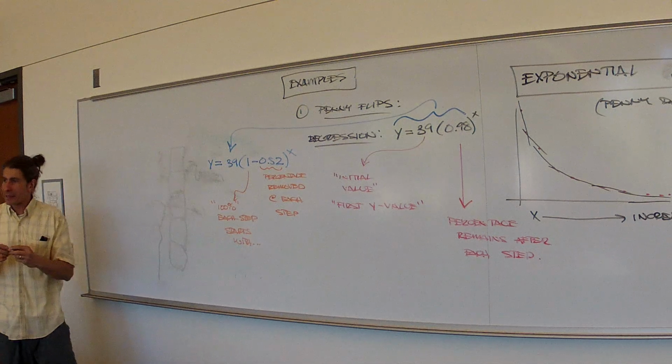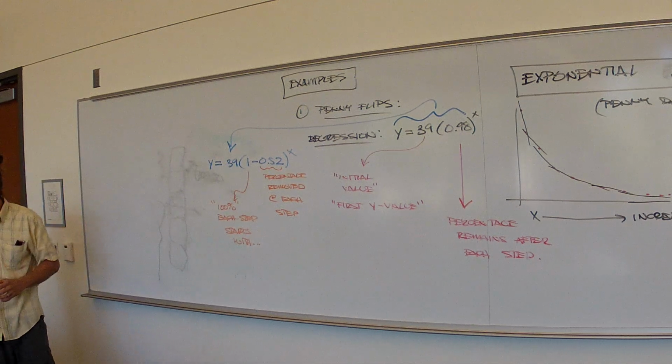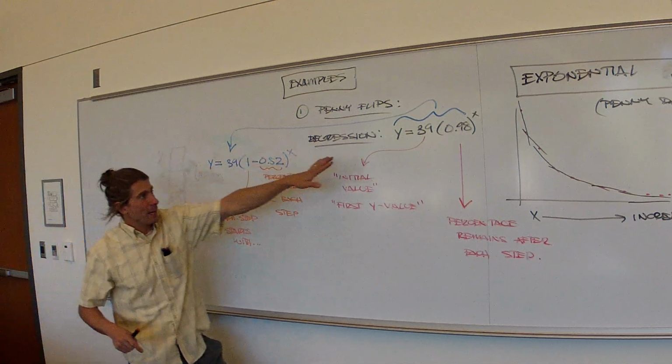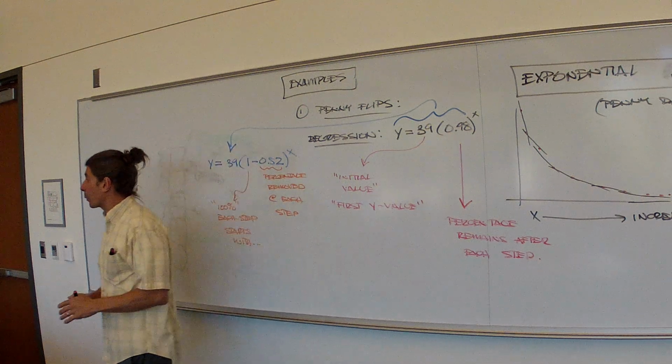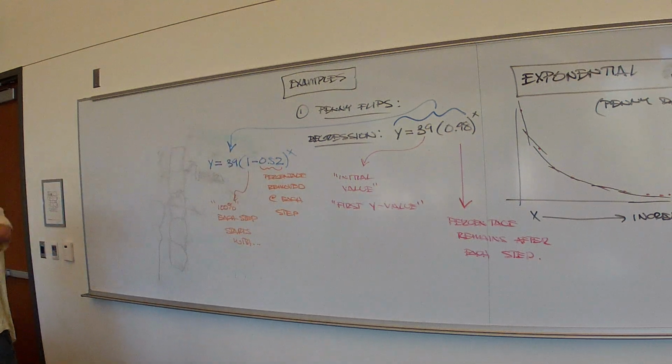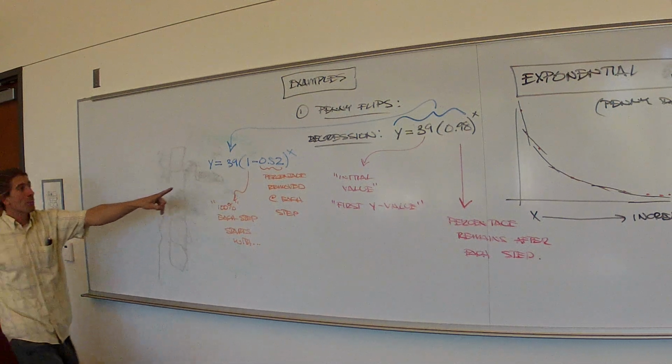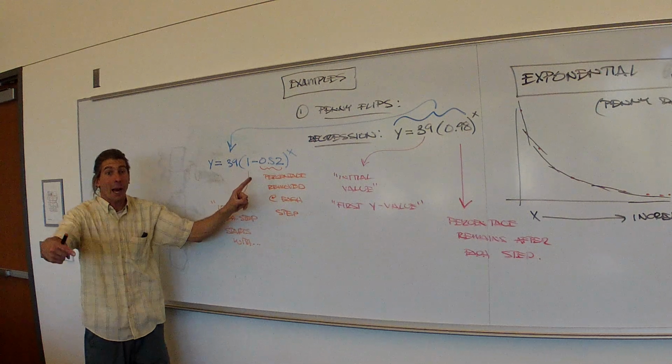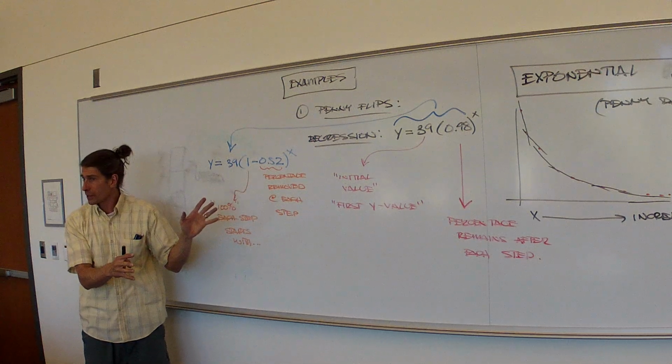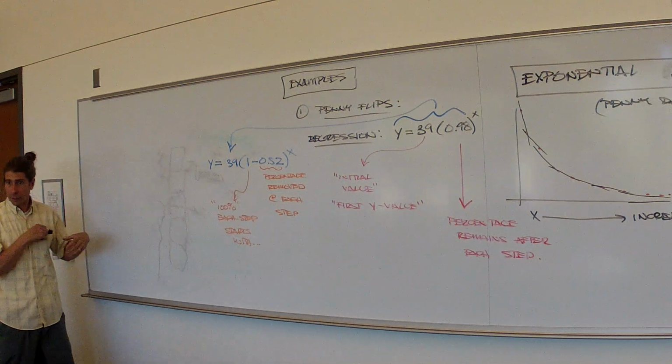So all I'm trying to do is make you guys understand: when you see an exponential model, the percentage that's in there tells you how much remains at the end of each step. 48% remains, that means you must have gotten rid of 52% of it each time. Is that fair? Is that ish fair? Yes? Okay, good. Ish.